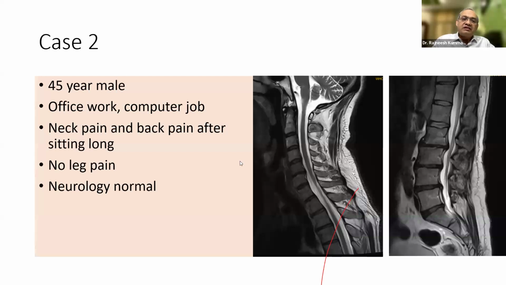If the patient has a lot of muscle spasm, we treat those muscle spasms, and we need to explain to the patient that you need to stop, exercise yourself slowly, and slowly you're going to come out of these conditions.